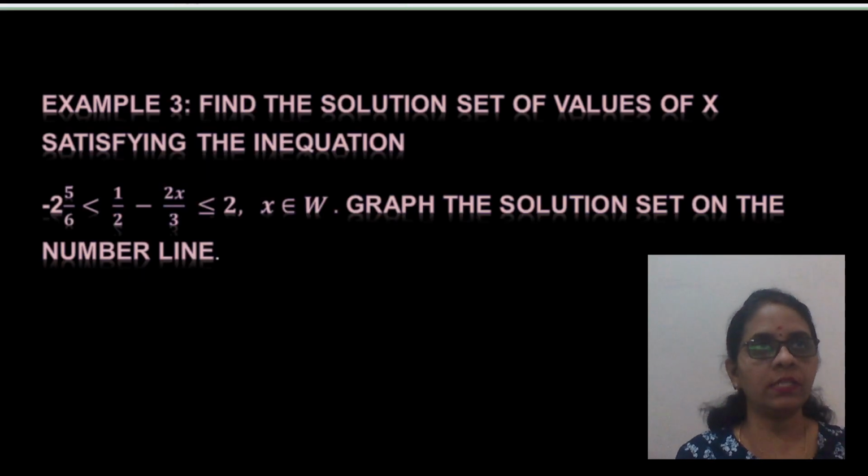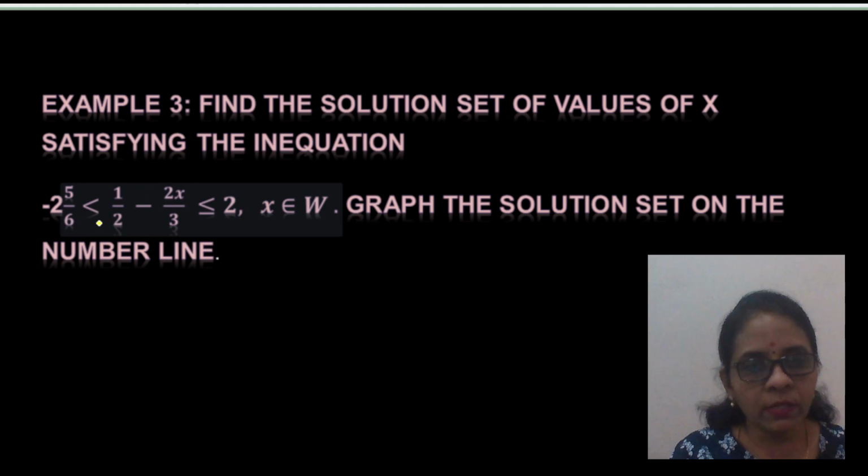Find the solution set of values of x satisfying the inequation -2 5/6 < 1/2 - 2x/3 ≤ 2, x belongs to whole numbers, and graph the solution set on the number line.